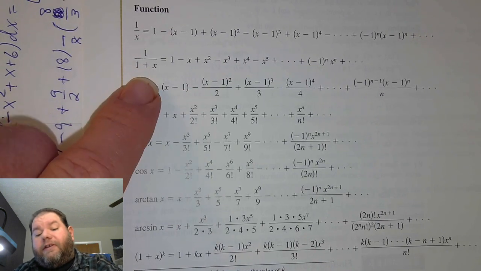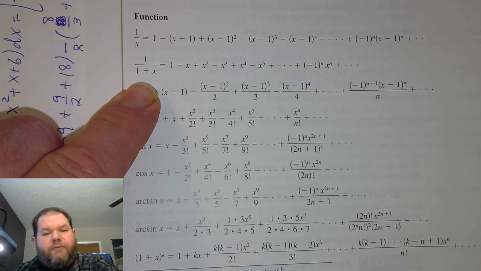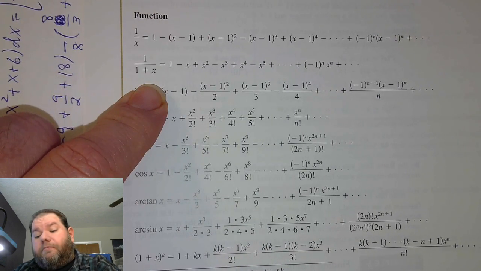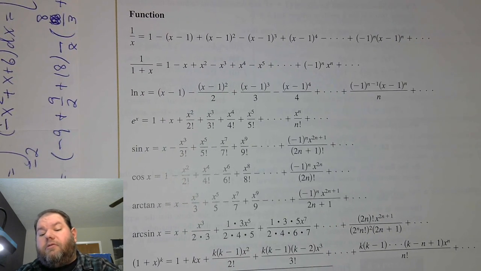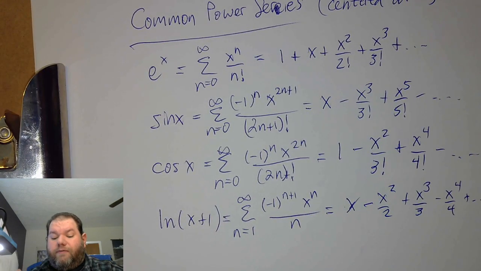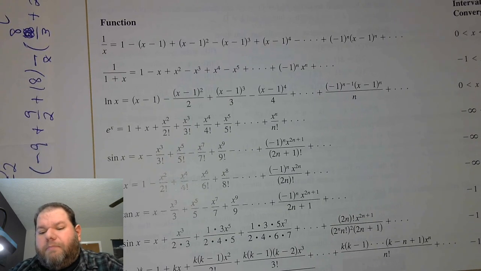1 over 1 plus x is actually closer to the natural log of 1 plus x, or x plus 1, because that's the derivative. Which means I should have x plus 1 on top. Oh, no, we're okay. We're okay. Yeah, sorry. Blanked out for a minute there.